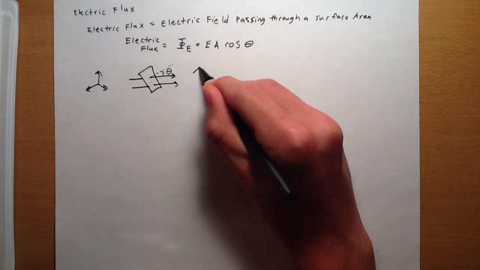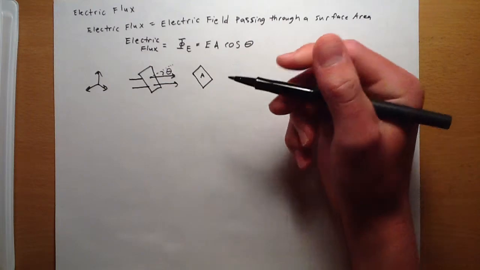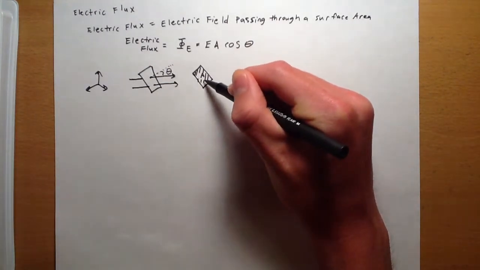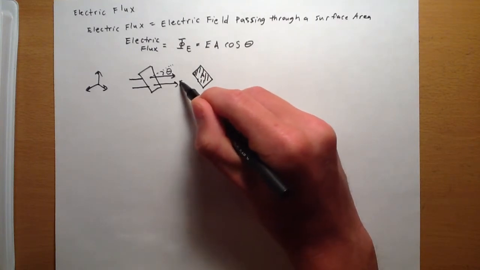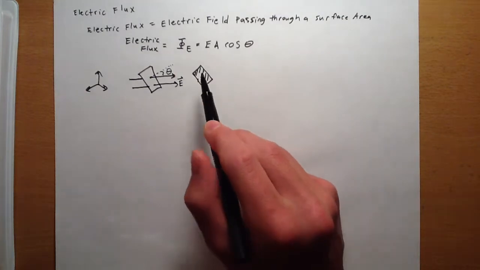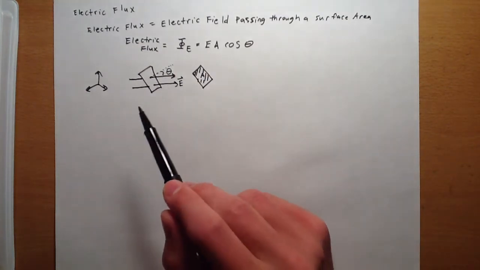I'm going to draw the plane again. And A, the area, is the area of the plane. And E is the strength of the electric field. Applying this equation to the plane gives you what the electric flux of the plane is.